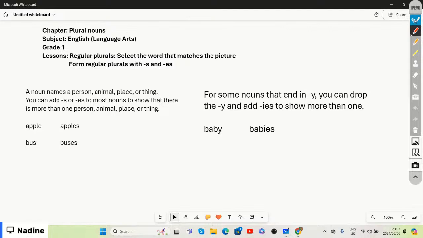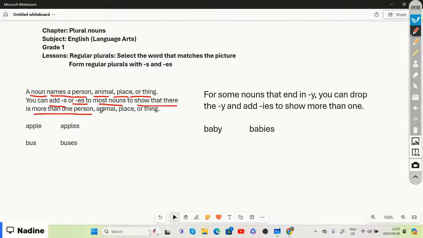And a noun, like we said, names a person, an animal, a place, and a thing. So you can add an S or you can add an ES to most of our nouns to show that there is more than one person, more than one animal, more than one place, or even more than one thing, right?